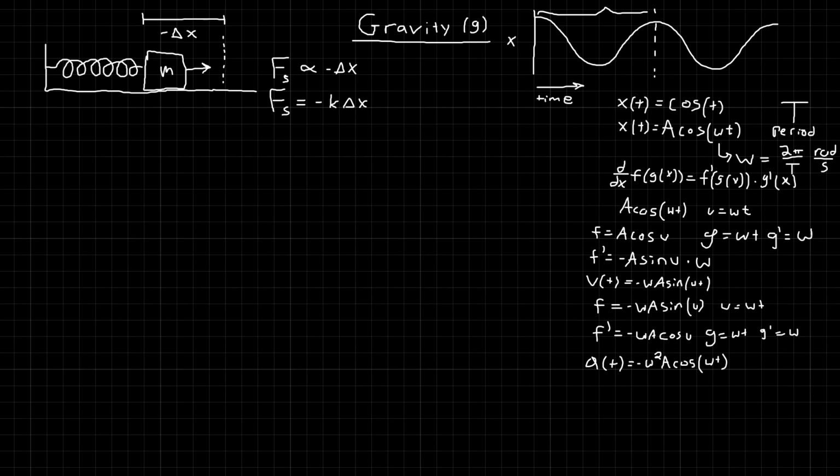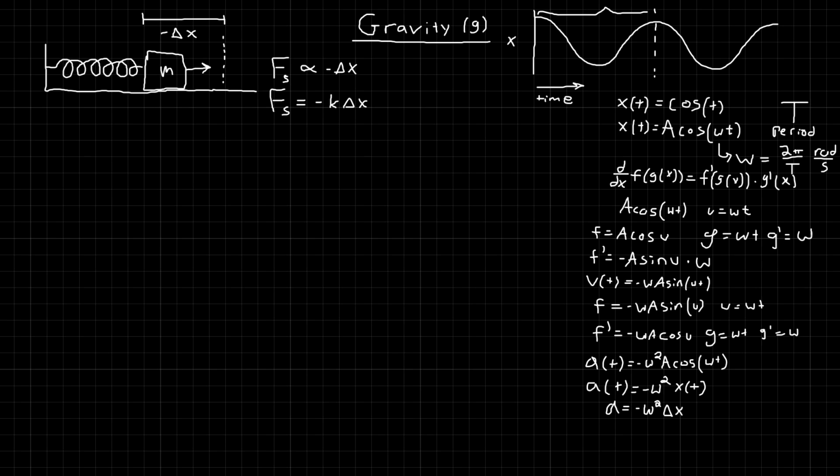We can actually simplify this expression though, because this a cosine wt is the same as the a cosine wt that was the original delta x expression up here. So we can replace this a cosine wt with this one, meaning it's just x of t. So now we can write a of t as being negative w squared times x of t. And now we can drop the t notation and just say that acceleration is equal to negative w squared x, or delta x in this case, because that matches the notation we used up here at the top.